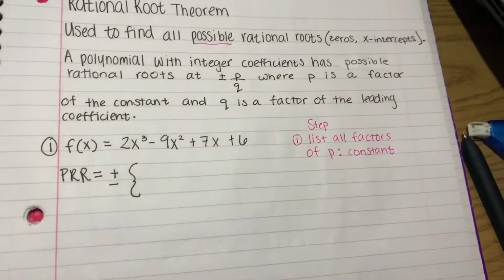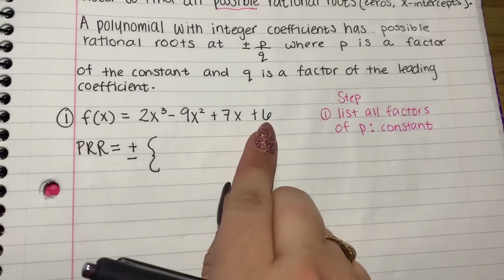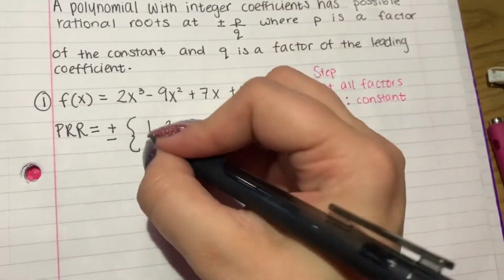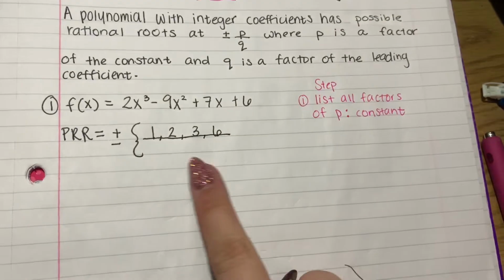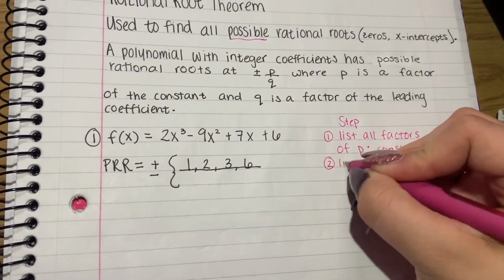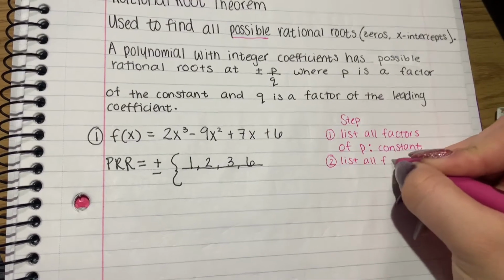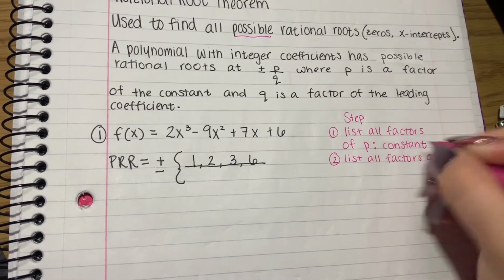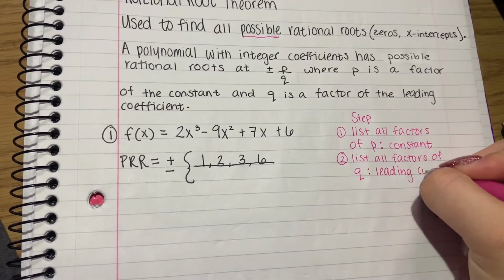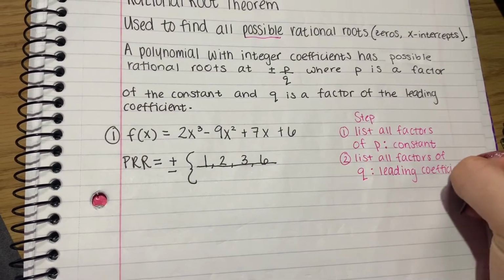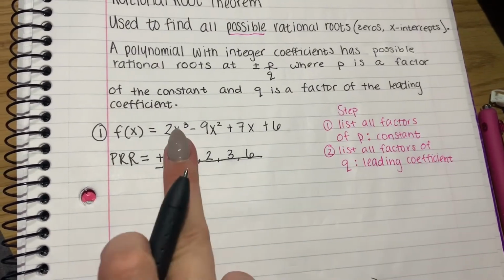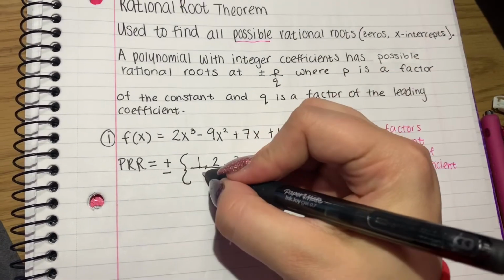So I'm going to list all the factors of 6. The factors of 6 are 1, 2, 3, and 6, because 1 times 6 is 6, and 2 times 3 is 6. Step 2 is to list all of the factors of the leading coefficient. The leading coefficient is the number that leads the pack. Here, the leading coefficient is 2. It's in front of the term with the highest degree in my polynomial. The only factors of 2 are 1 and 2.